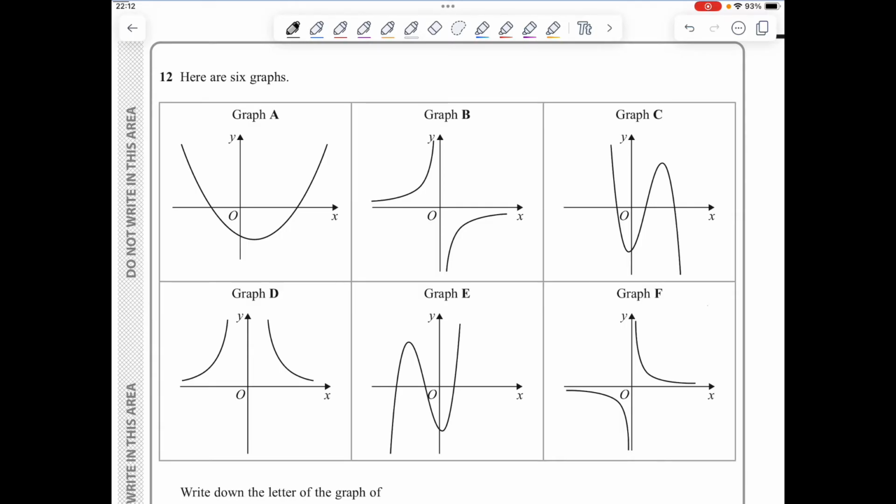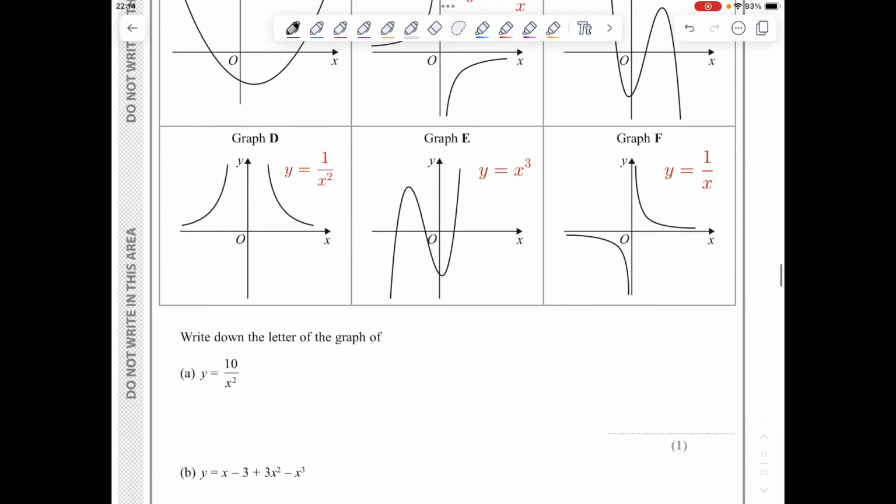For question 12, let's recognize the type of each graph. The first one is a quadratic. It's the family y is equal to x squared. Graph B is a negative reciprocal, so of the form y is equal to minus 1 over x. Graph C is a negative cubic, y is equal to minus x cubed. D is of the form y equals something over x squared. E is a positive cubic, y is equal to x cubed. And finally F is a positive reciprocal, y is equal to 1 over x.